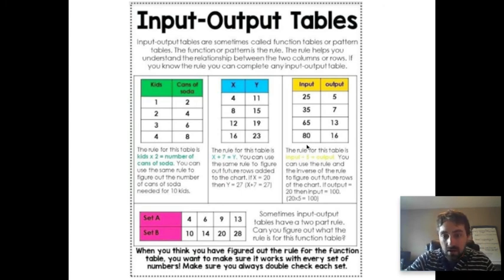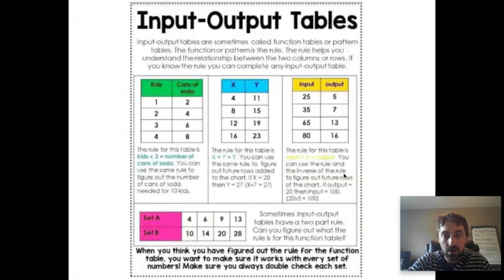So this number divided by 5 gives us this number. You can use the rule and the inverse of the rule to figure out future rules for this chart. For example, if the output is 20, then the input is 100. You just have to reverse it. 20 times 5 equals 100.